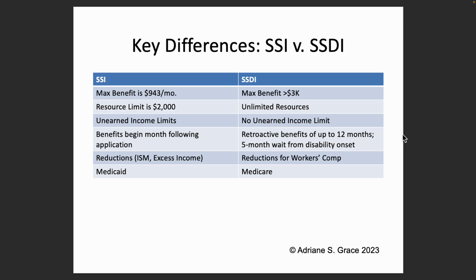The resource limit is $2,000 with SSI. With SSDI, they don't care, because it's based on the fact that a worker worked in the United States and paid taxes into the U.S. Social Security system.